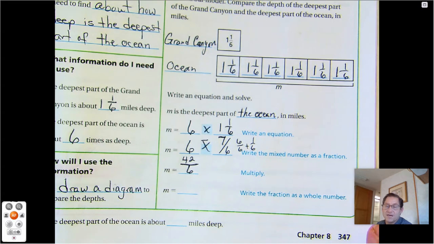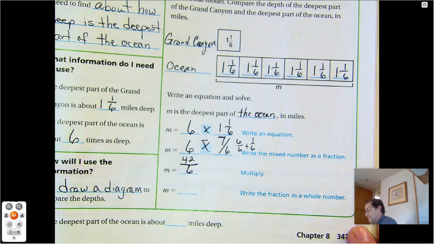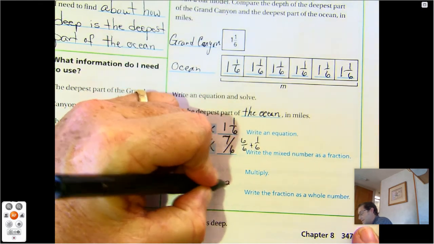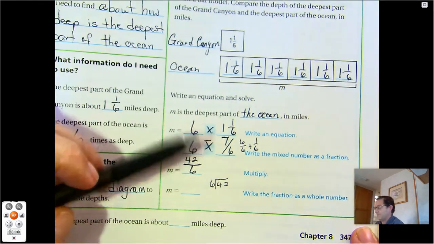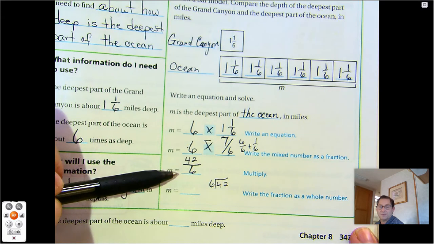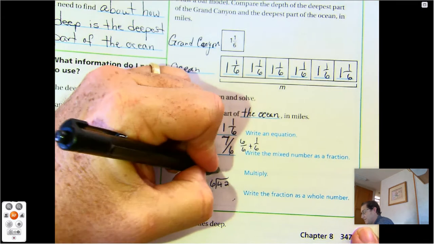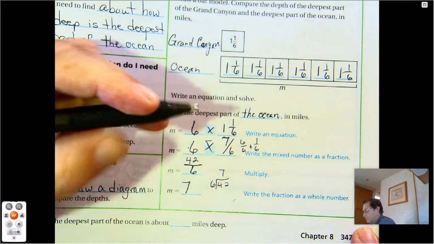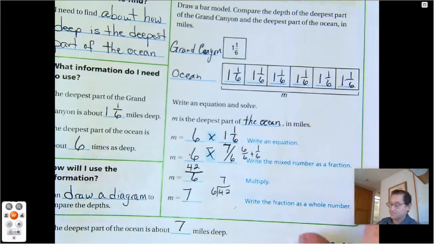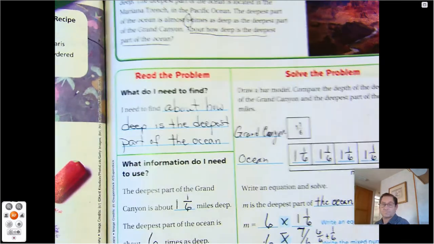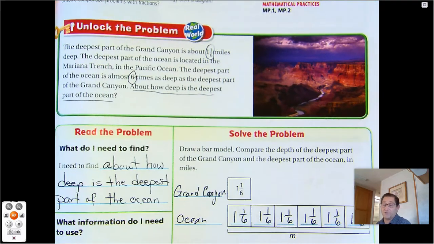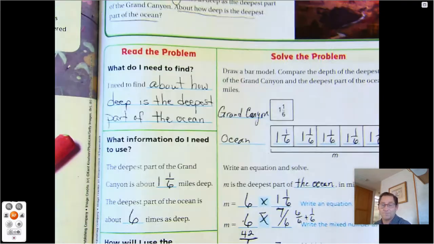So now write the fraction as a whole number. What is 42 divided by 6? Well, if 6 times 7 was 42, then 42 divided by 6 has got to be 7. So it's about 7 miles deep, which is really deep when you think about it.